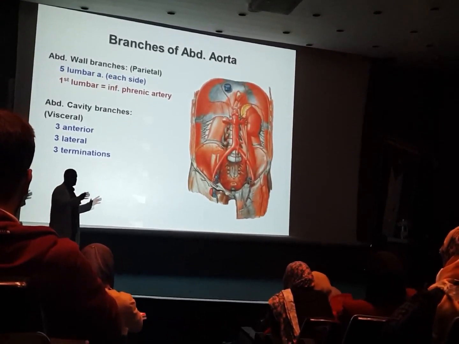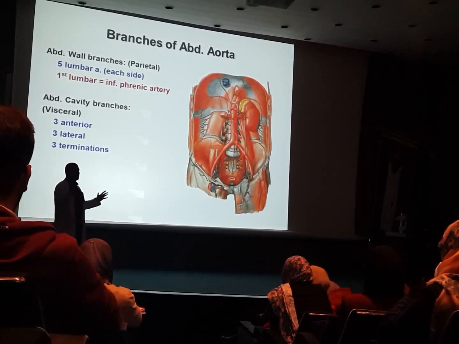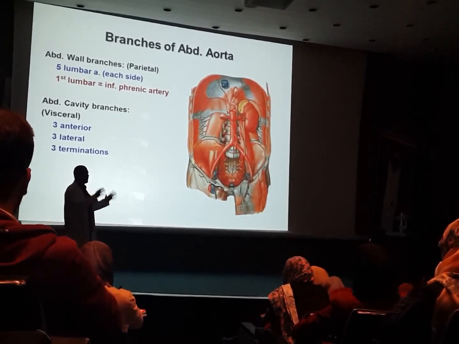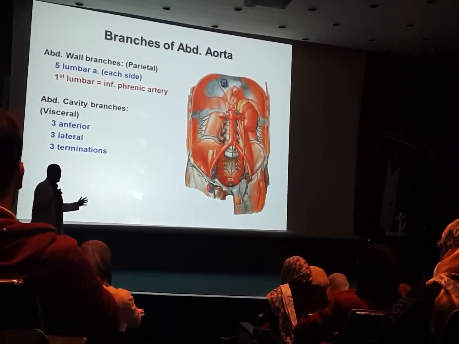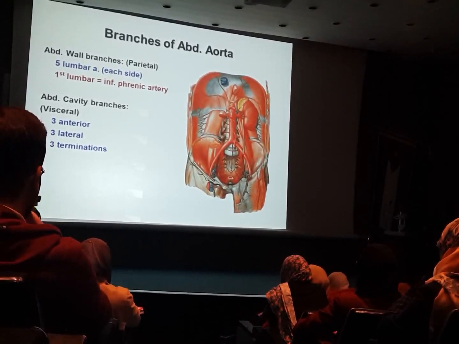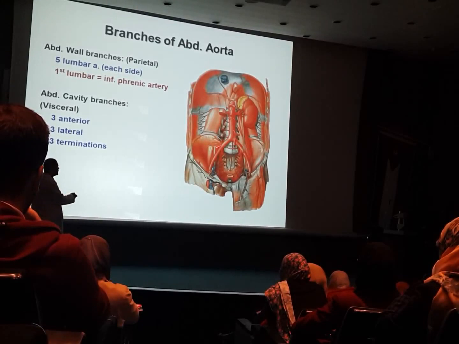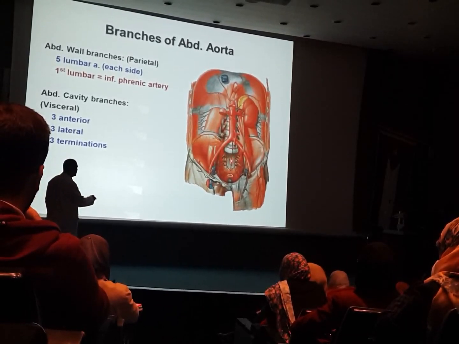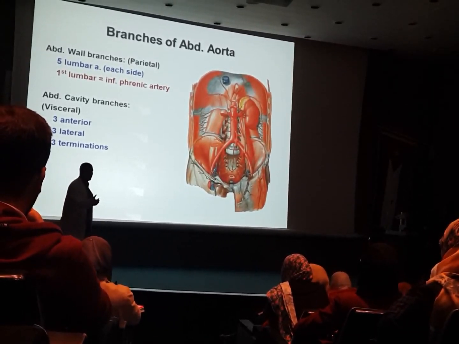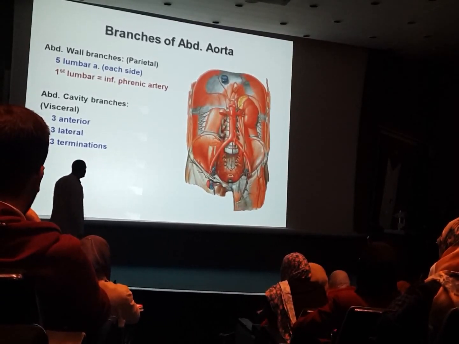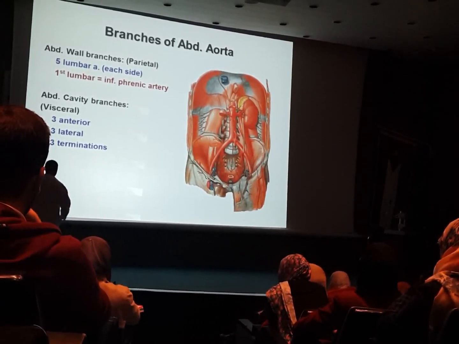But just remember, if we speak about the abdominal aorta: 5 lumbars, and the rule of 3 inside. We have 3 laterals, 3 anteriors, and 3 terminations. The 3 terminations, we spoke about them: the 2 common iliacs and this one in the middle, the median sacral. It's on the sacrum. So we have 2 common iliacs and the median sacral.